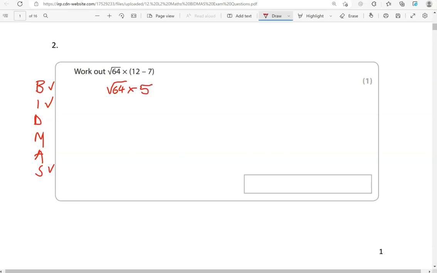Now I've got to do the index, which is square root of 64. So square root, that's the opposite of squaring. 8 times 8, that is 8 squared, which is equal to 64. The square root of 64 is equal to 8. So in other words, I'm looking for that number that I squared in the first place to get 64. So that is 8 now times 5, which gives us 40.